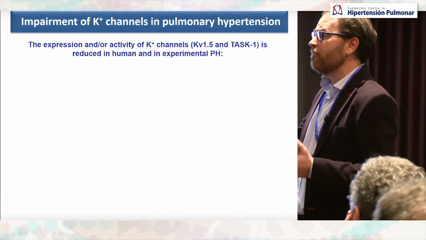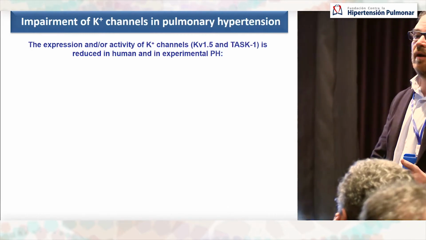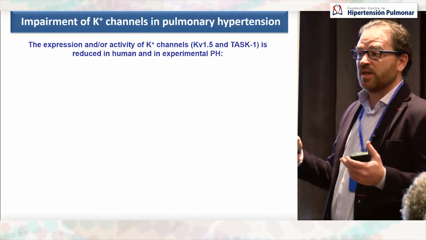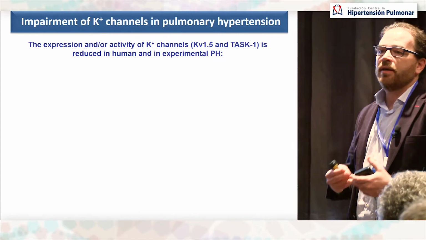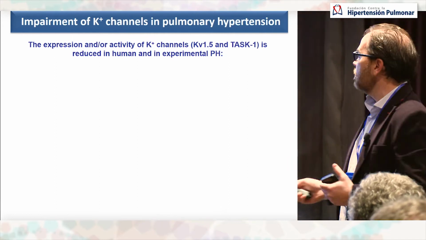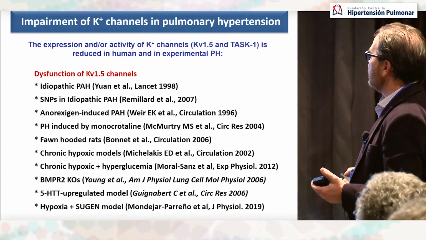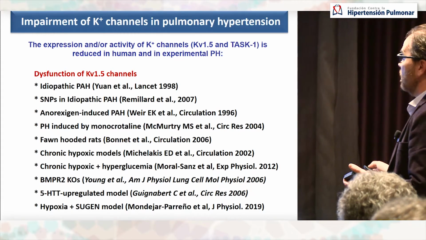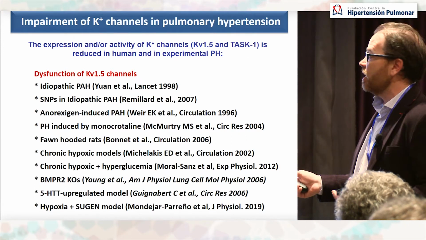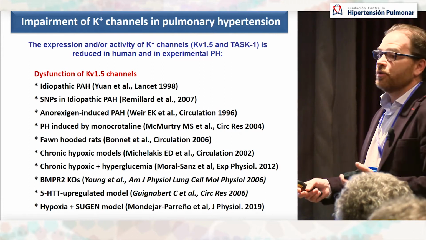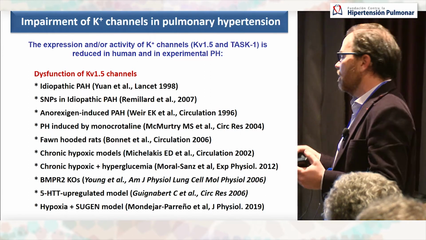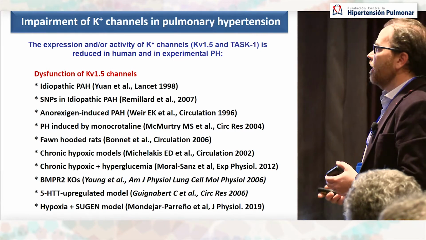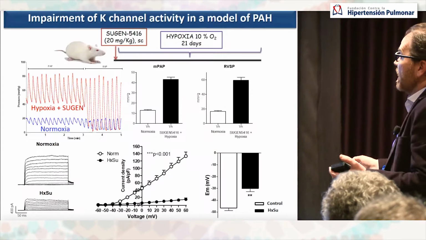Now, what about the pathophysiological role? Well, there are a lot of evidences in favor of a role of potassium channel impairment in the development of pulmonary arterial hypertension. In fact, the attenuated expression or activity of potassium channels, including especially Kv1.5 channels and TASK channels, have been observed in a great number of studies, both clinical and experimental. And this is an example.